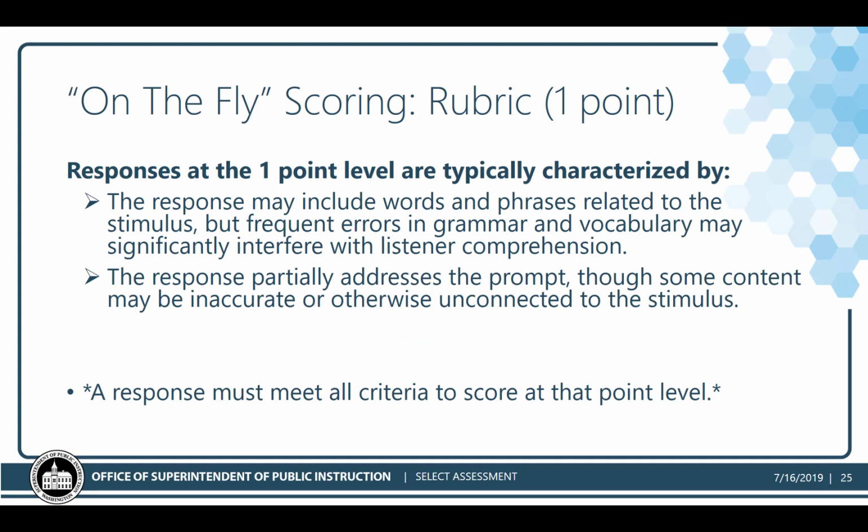Responses at the 1-point level are typically characterized by A. The response may include words and phrases related to the stimulus, but frequent errors in grammar and vocabulary may significantly interfere with listener comprehension. And B. The response partially addresses the prompt, though some content may be inaccurate or otherwise unconnected to the stimulus. A response must meet all criteria to score at this point level. It is important to remember that both the prompt and the visual are considered the stimulus for the speaking items in Step 2.